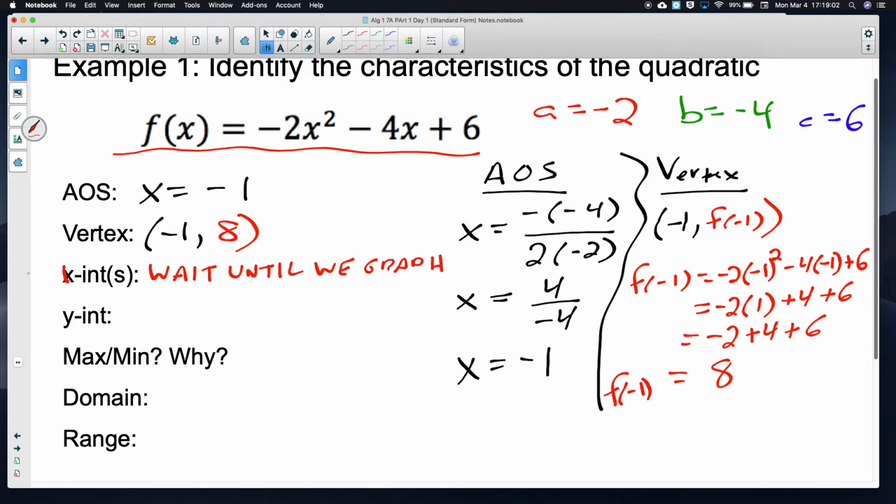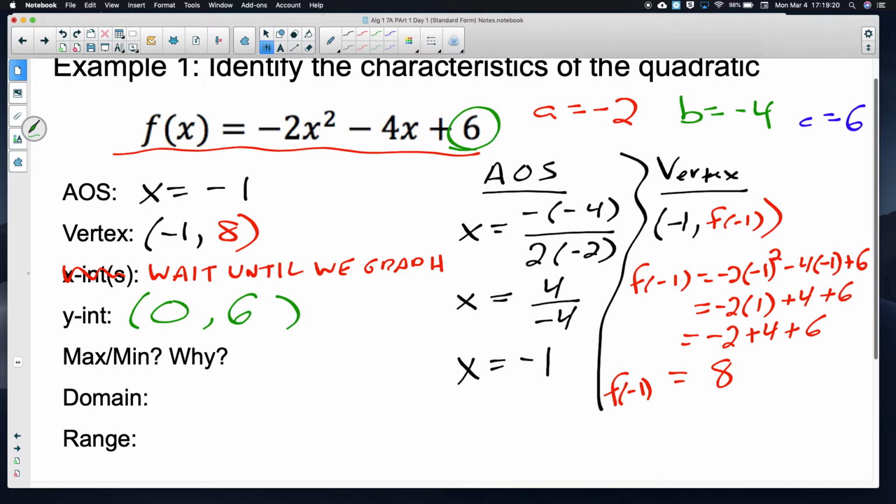So don't worry about that for right now. For the y-intercept, we're just looking at the c value. So I plug in 0 for x, and I get my c value right there. So my y-intercept, where it crosses the y-axis, is at (0, 6).